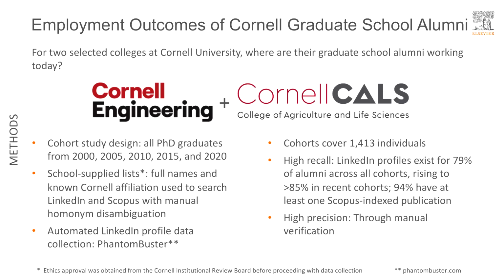And so what we did with Cornell was they provided the names of doctoral graduates going back as far as the year 2000, and then looking in 5-year increments of graduation, so 2005, 2010, and so forth. And what we found is that between Scopus and LinkedIn, you could find roughly 80% of these folks. And in fact, in the more recent cohorts, it's more like 90%. And it's quite interesting to look at what they're doing and where they're doing it.